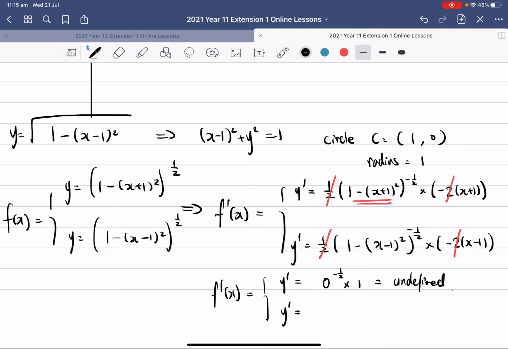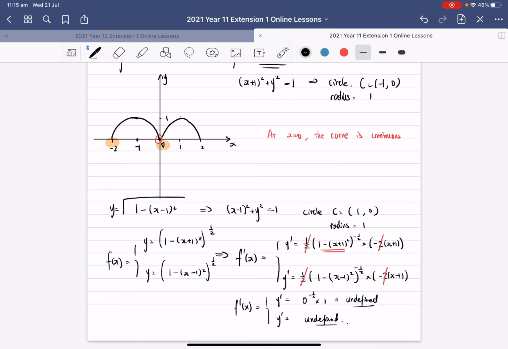Okay, same thing applies here. So it's undefined, which then leads to the next concept I'd like to talk about. There is a cusp at this point, which tells you that we have a vertical tangent at this point. Yep, that makes it much better.